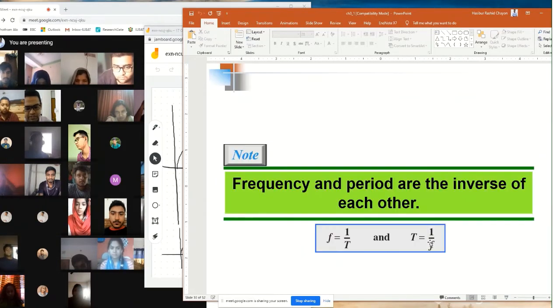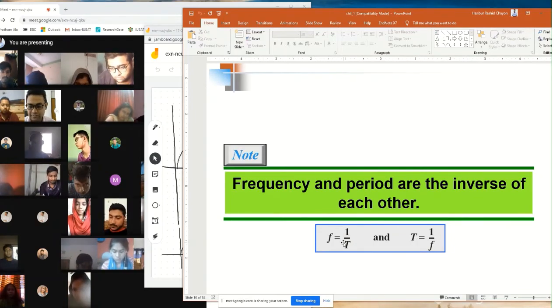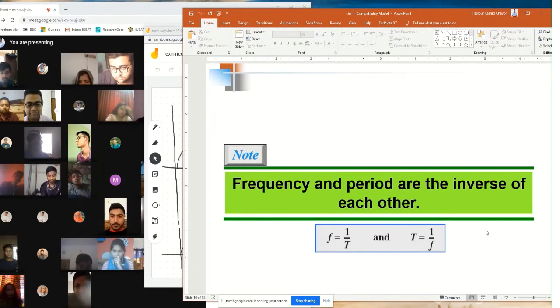Fine. So let's check the equation first. We will do one example, and you will do 2 exercises. So this is our equation: f equals 1 by t, or the same way, t equals 1 by f. We know that t is the time period of the signal, and f is the frequency of the signal.